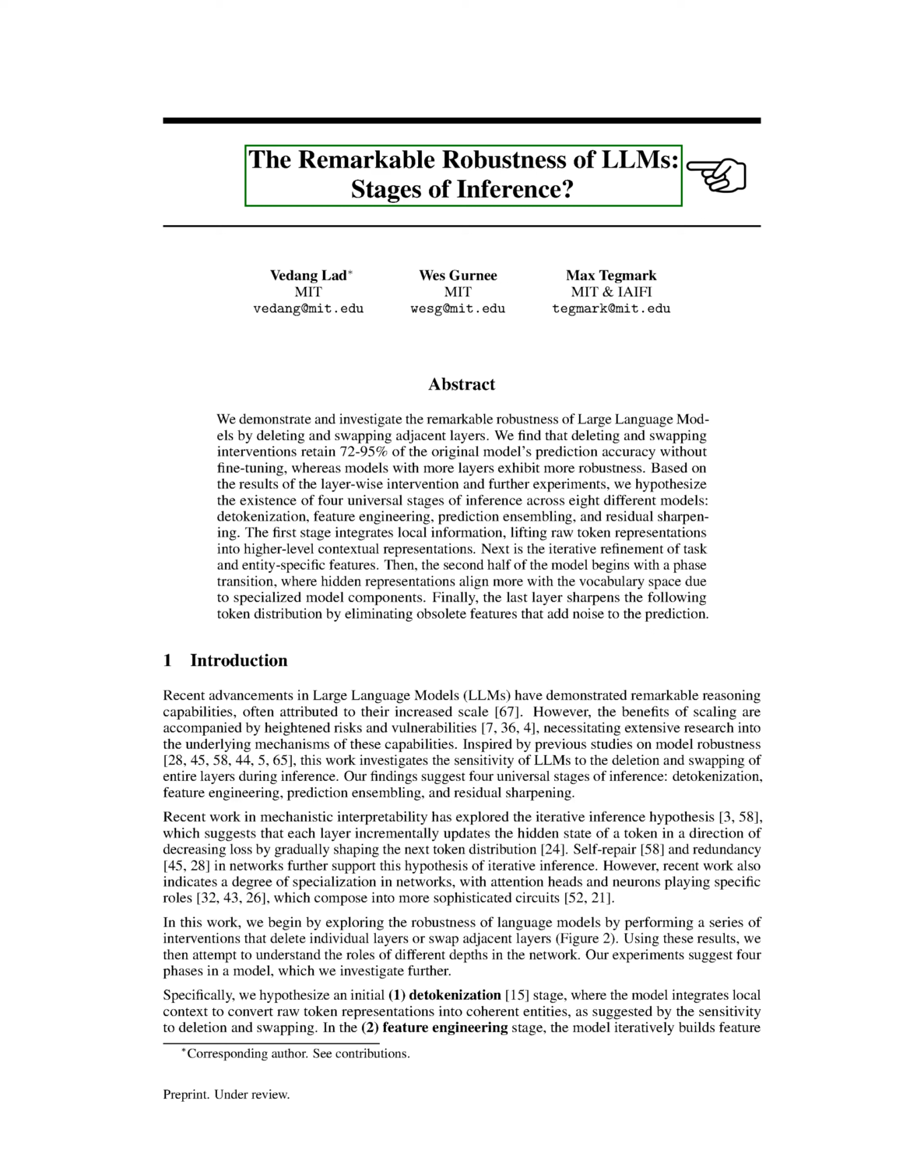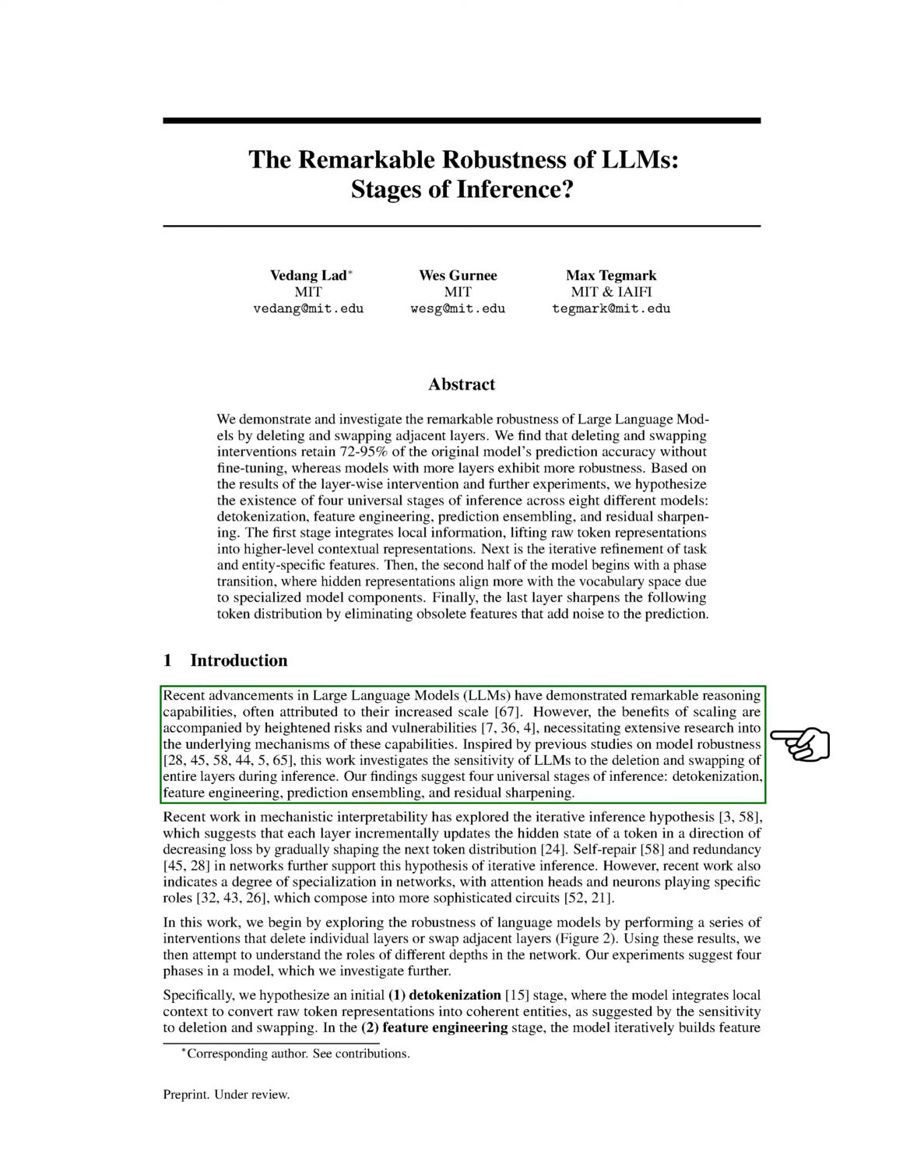Section: Introduction. In this section, we explore recent advancements in large language models, LLMs, and their reasoning capabilities due to increased scale. We aim to understand the sensitivity of LLMs to layer deletion and swapping during inference. Our study reveals 4 key stages of inference: detokenization, feature engineering, prediction ensembling, and residual sharpening.